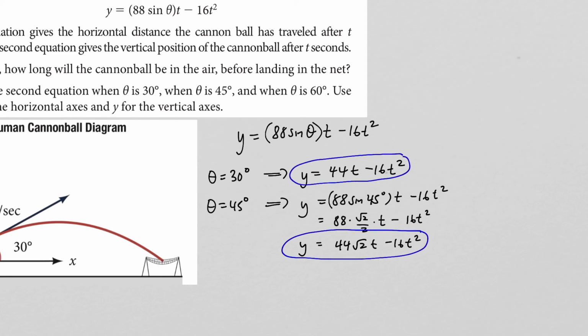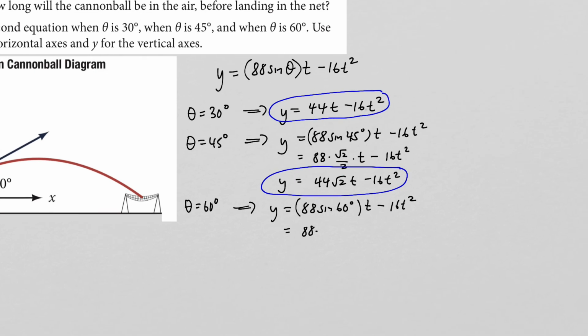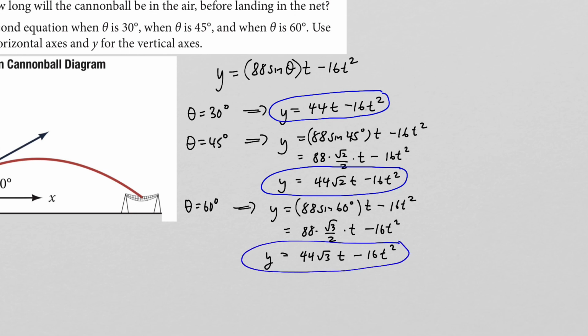And then finally, if theta equals 60 degrees, y is going to be 88 sine of 60 degrees times t minus 16t squared. And this is 88 times the square root of 3 over 2 times t minus 16t squared. And that becomes 44 radical 3 t minus 16t squared. So you'll see we have three different equations for y and t, depending on the angle.